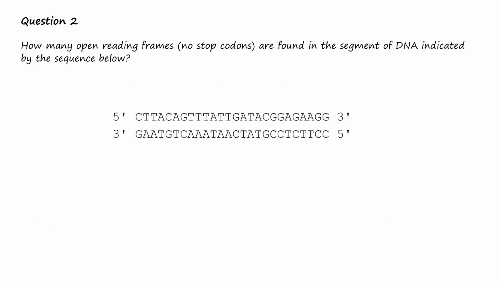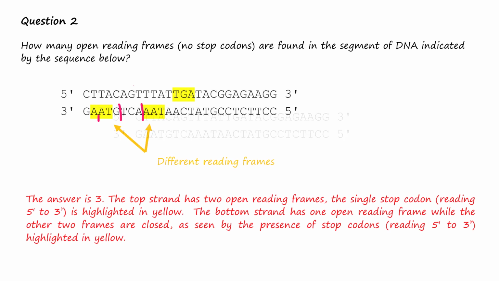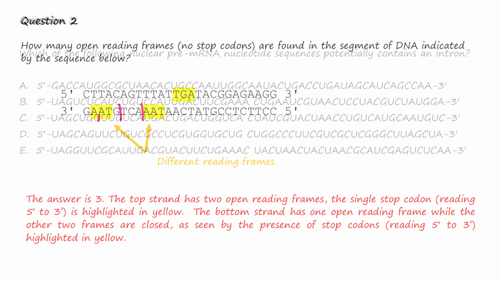Question 2. How many open reading frames, no stop codons, are found in the segment of DNA indicated by the sequence below? The answer is 3. The top strand has 2 open reading frames. The single stop codon, reading 5' to 3', is highlighted in yellow. The bottom strand has 1 open reading frame, while the other 2 frames are closed, as seen by the presence of stop codons reading 5' to 3', also highlighted in yellow.